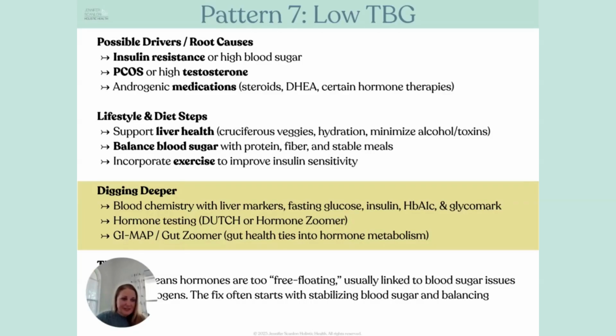So overall in this pattern, low TBG means hormones are too free floating, and it's usually linked to blood sugar issues or high androgens. To fix this one, the most important step is really to stabilize your blood sugar, and then to also look at what your hormones are doing and figuring out how to stabilize your hormones.